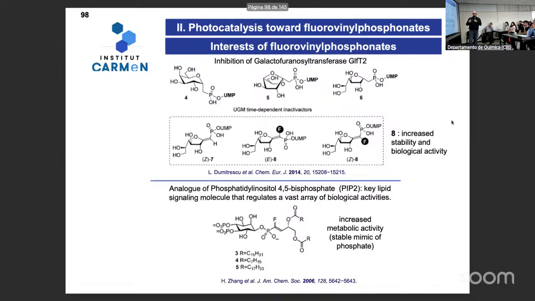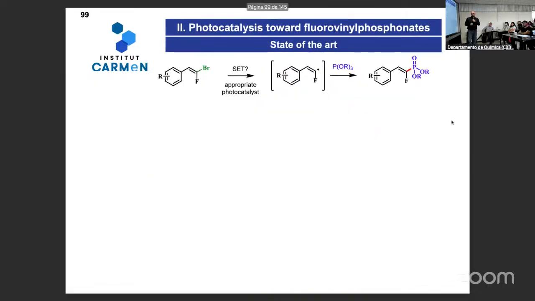Next, please. Zhang also shows that with a lipid, and he showed that by adding a fluorophosphonate instead of phosphate, he gained in metabolic stability, and you have a stable mimic of phosphate. Okay, next, please. Okay, so how to do this kind of reaction?